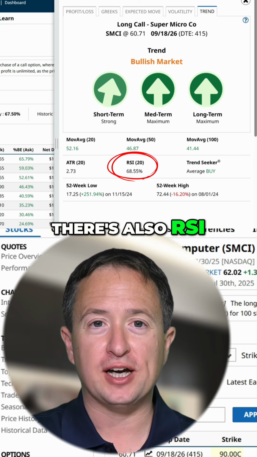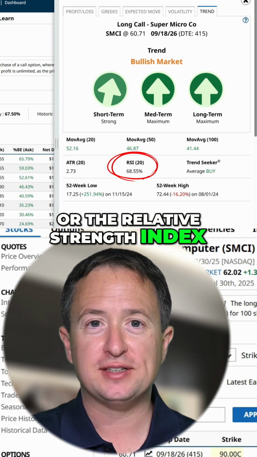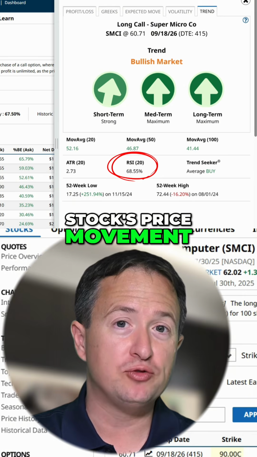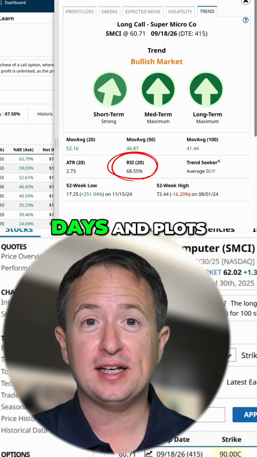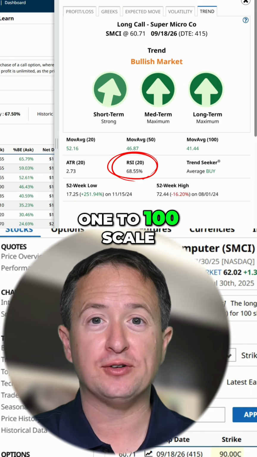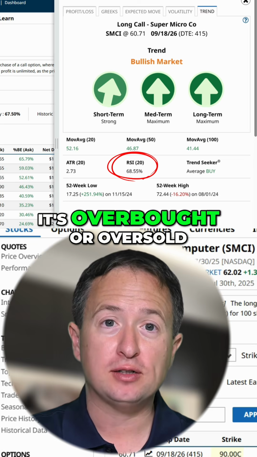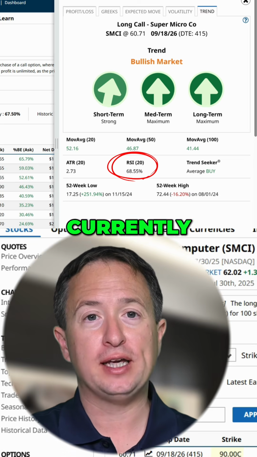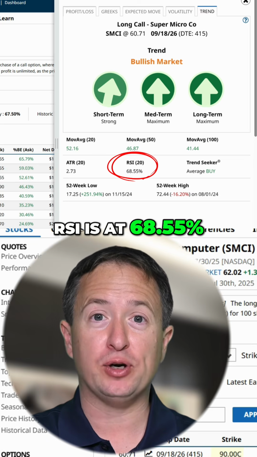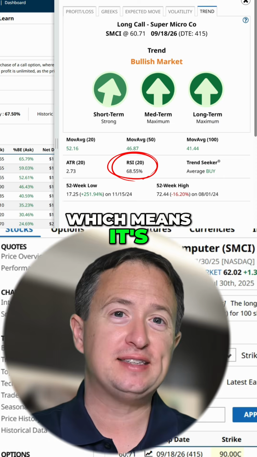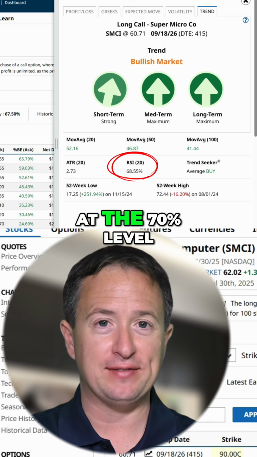There's also RSI, or the Relative Strength Index, which takes a stock's price movement from the previous 20 days and plots it on a 1 to 100 scale to see if it's overbought or oversold. Currently, RSI is at 68.55%, which means it's nearing overbought territory at the 70% level.